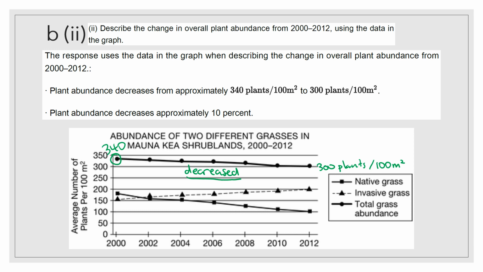If you just put down decrease, that is not enough. You have to use data when they ask you to use data. So again, using data in the graph, you have to use the numbers. I'm highlighting the numbers. And again, the numbers.